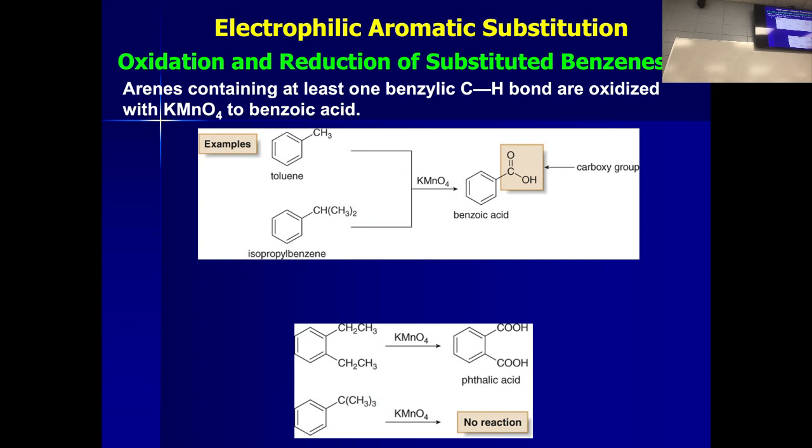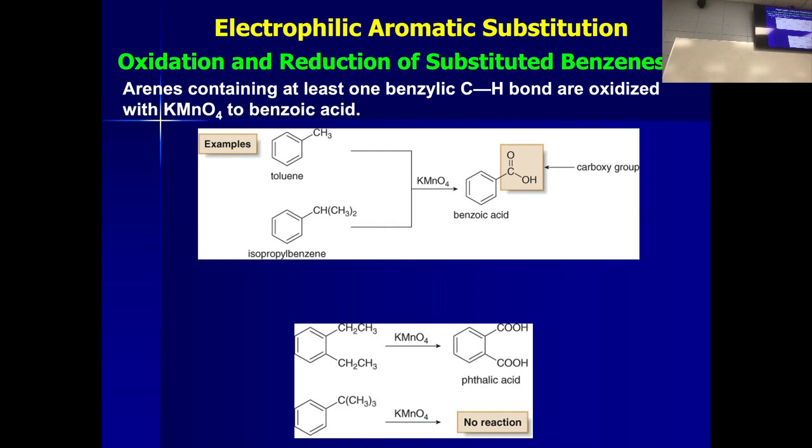You can take toluene, and I've got a carbon that has some hydrogen atoms on it. I can treat it with potassium permanganate, and I get benzoic acid. I've converted this group into this group. Notice this molecule is very different than toluene. It's got more carbon, but it gives me the same product. These other carbons get oxidized away.